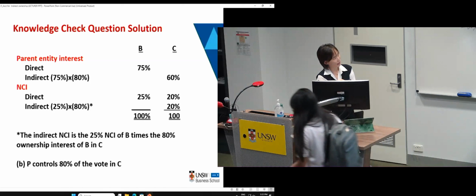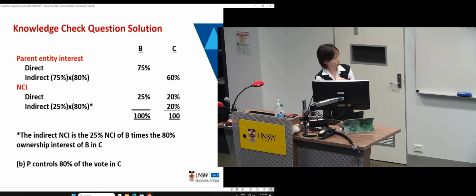Now look at this ownership structure here, right? It corresponds to the picture we drew over here. So you can see the parent's direct interest in B, the parent's indirect interest in C, NCI in B, only direct. And for NCI in C, we have to distinguish DNCI from INCI. But you need to make sure that the total ownership interest in each company is equal to 100%.